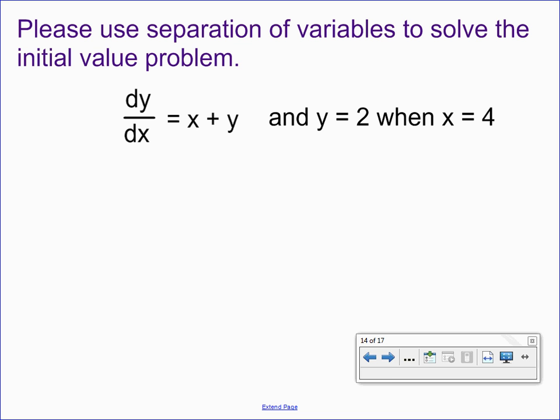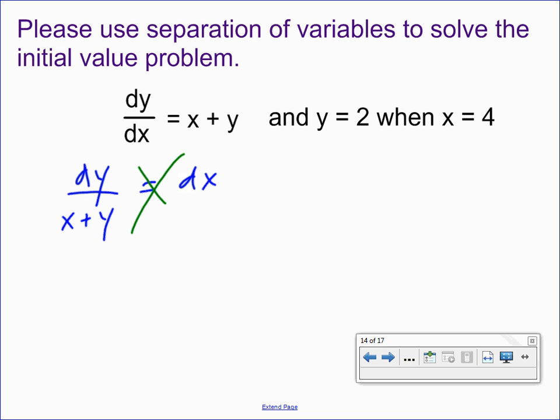So let's use separation of variables to solve the initial value problem. dy/dx equals x plus y. And we're also told that y equals 2 when x equals 4. So let's go ahead and separate the variables through multiplication and division. If we divided both sides by quantity x plus y and multiplied by dx, would that separate the variables? No, x's and y's are still on the same side together, so that's not going to work.